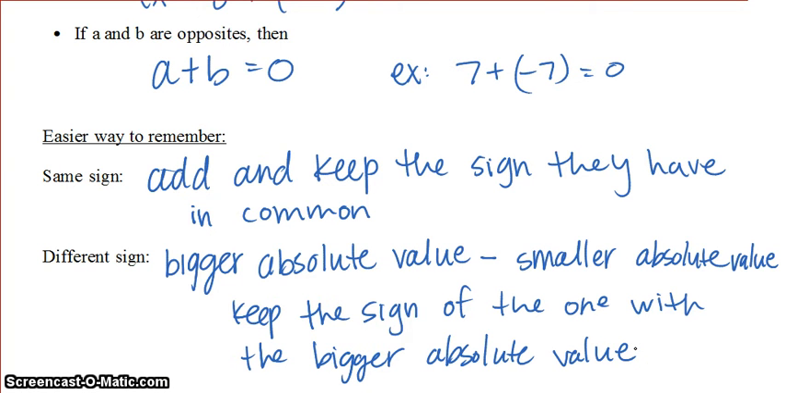So if you take the absolute value of both, whichever one's bigger, that's the sign you're going to keep. So if you have -5 and 7, 7 is the greater one, so you're going to keep it positive. Your answer is going to be positive. Now if it was -7 and 5, the absolute value of -7 is greater than the absolute value of 5, so therefore you have the negative number. Hopefully this helps.